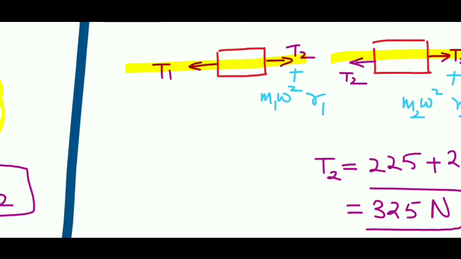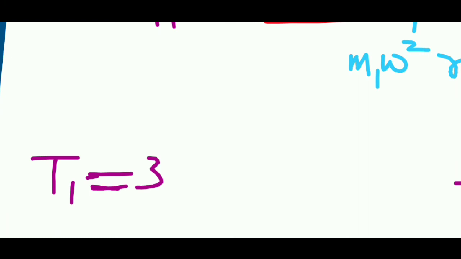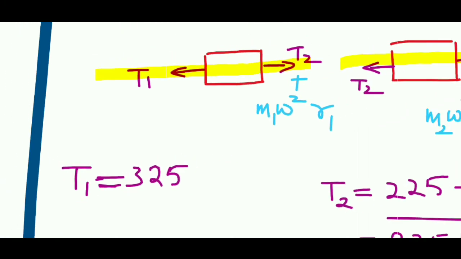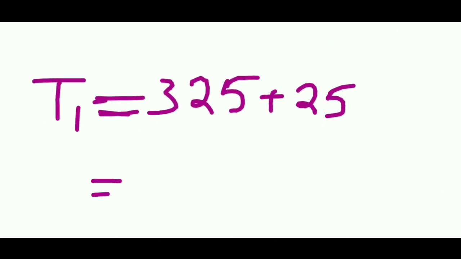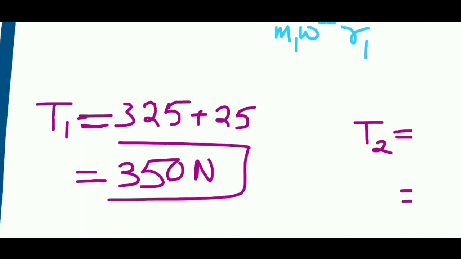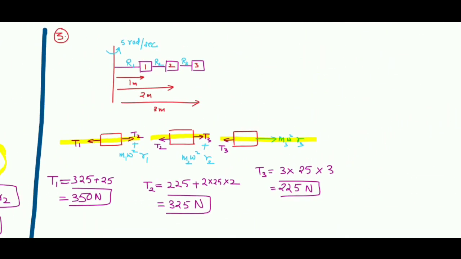325 Newton. Okay. So over here T1 equals 325 Newton plus m1 is 1, then omega square 25, and then again 1, so again 25. So this is only 25. So this will become 350 Newton. So the answers are 350, 325, and 225 Newtons respectively.